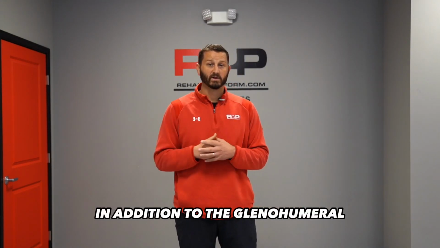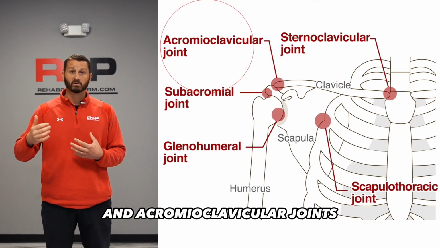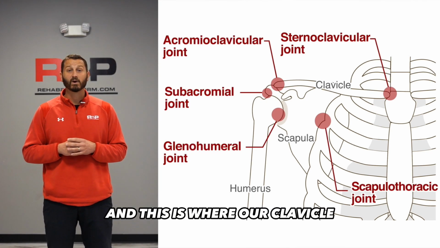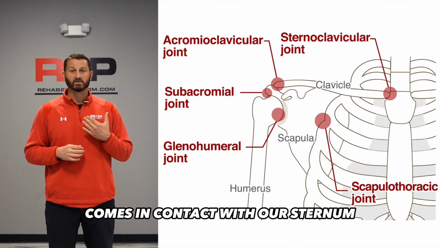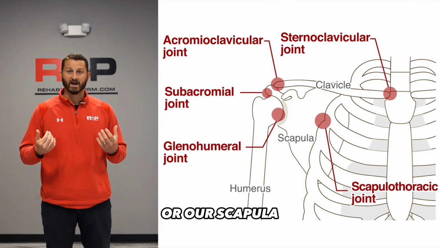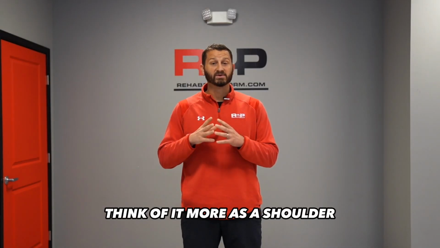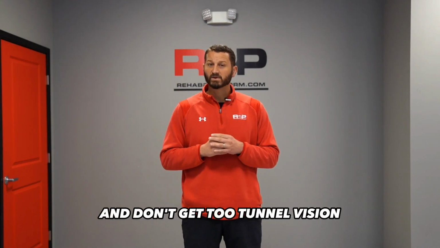In addition to the glenohumeral and scapulothoracic joint, we also have our sternoclavicular and acromioclavicular joints, and this is where our clavicle or our collarbone comes in contact with our sternum and with the top part of our shoulder blade or our scapula. So when we look at the shoulder, think of it more as a shoulder complex with a variety of joints, and don't get too tunnel vision just on the glenohumeral joint.